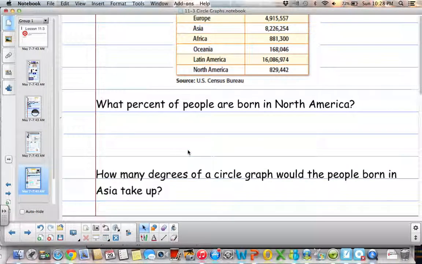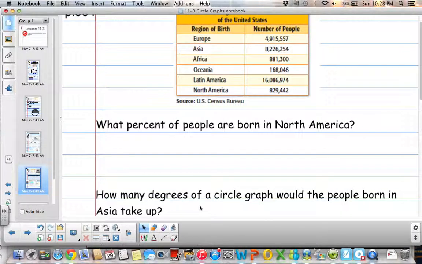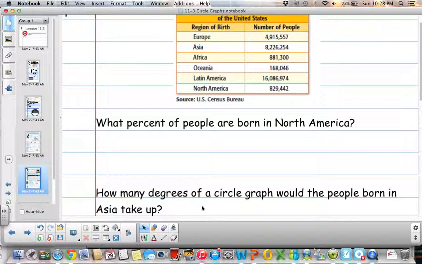Okay, I promise I'm almost done. So if we have foreign-born residents of the U.S., we have the region of birth, so the country that they were born in, and then the number of people. What percent of people are born in North America? And then how many degrees of a circle graph would the people born in Asia take up? So I want you to pause me and answer both of these questions.